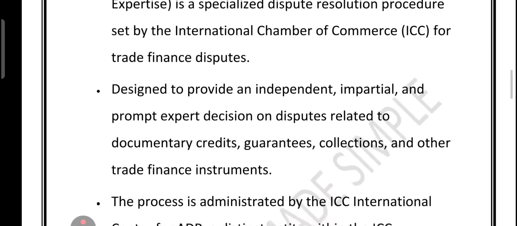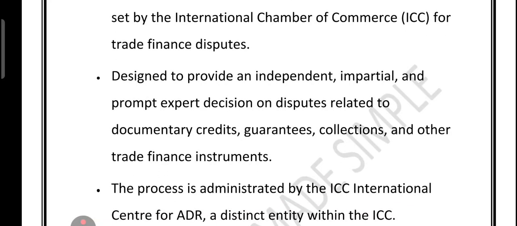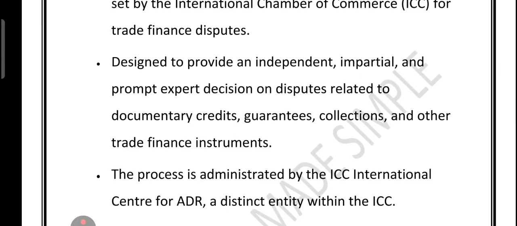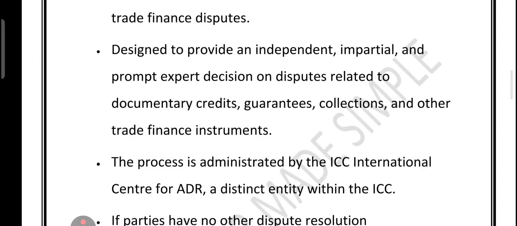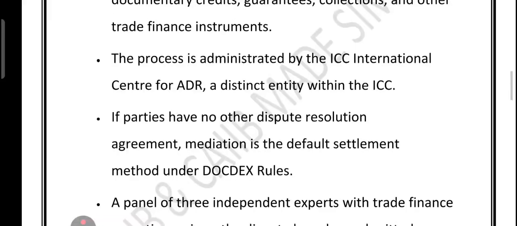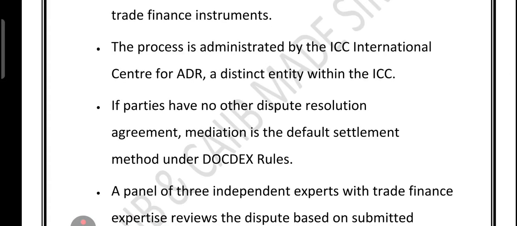Now how does it work? If two parties are having a dispute about these kinds of documents, the ICC brings in a totally independent trade finance expert. These experts don't take sides. They look at the submitted paper, they follow ICC rules and give a decision quickly. Right. It is run by the ICC International Centre for ADR, which is like the ICC's problem solving department.